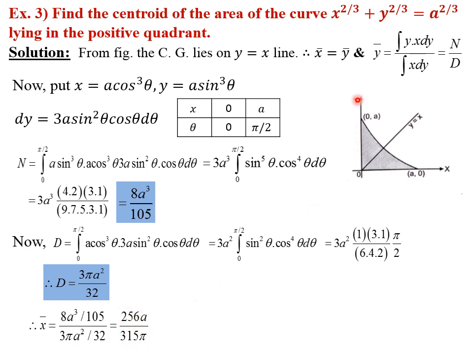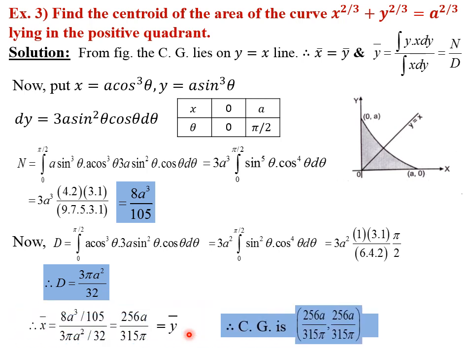But fortunately, we have already mentioned in this problem as x bar is equal to y bar. So we can directly call this value as value of x bar also, which is equal to y bar. And hence, by putting these two values of x bar and y bar together, the CG of this region of asteroid, the shaded region, is nothing but 256a upon 315 pi, comma 256a upon 315 pi. This is the required CG for the area of the asteroid in the first quadrant only.